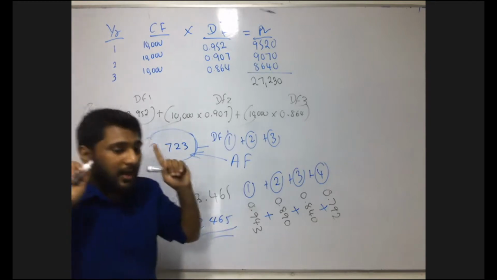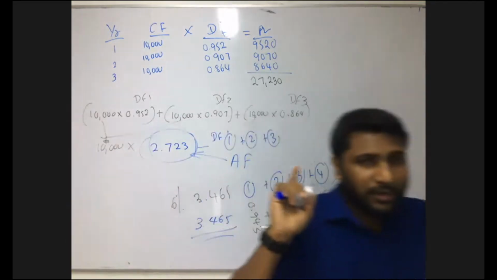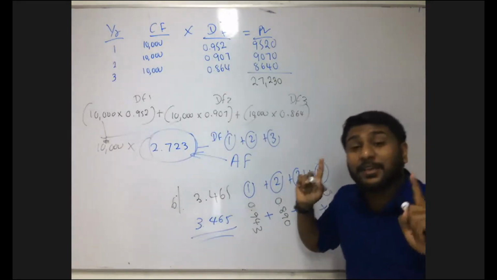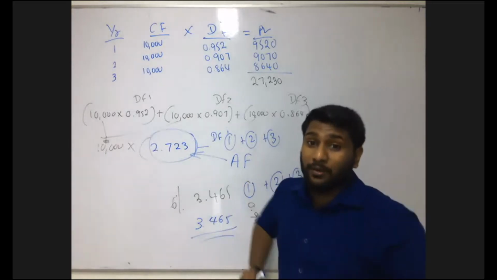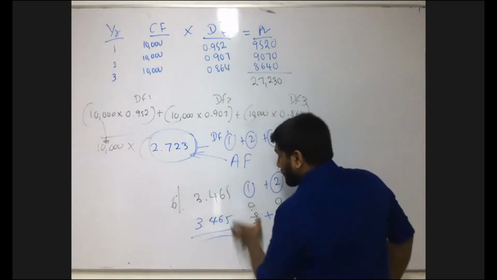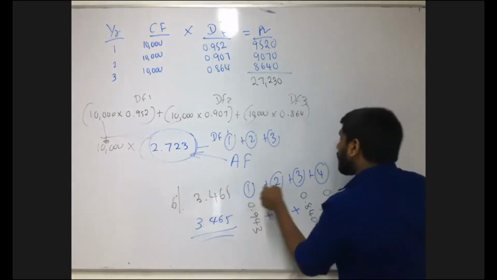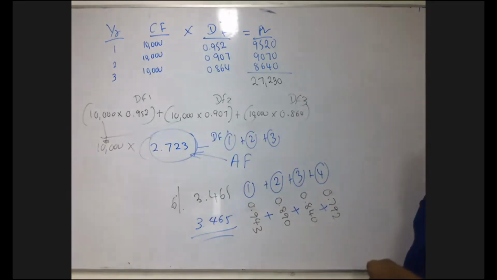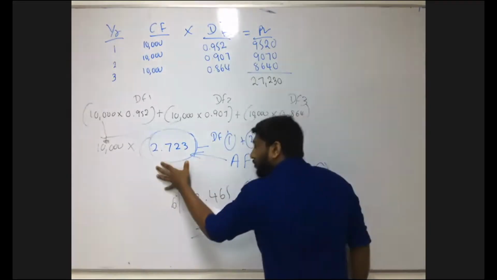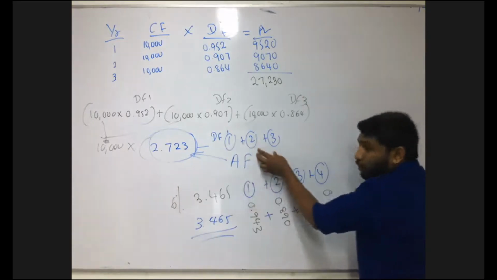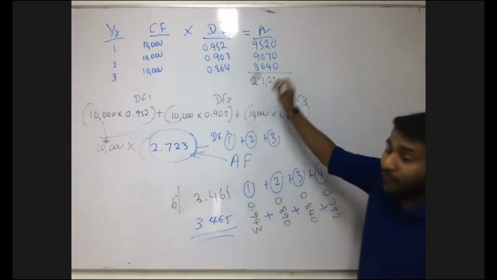Then did you all understand what this annuity factor means, guys? The annuity factor means it is the addition of the discounting factors. What is this 3.465? It is the addition of the discounting factor of year 1, 2, 3, 4. This is what, guys? 2.723. It is the addition of the discounting factors of year 1, 2, and 3 under 5%.